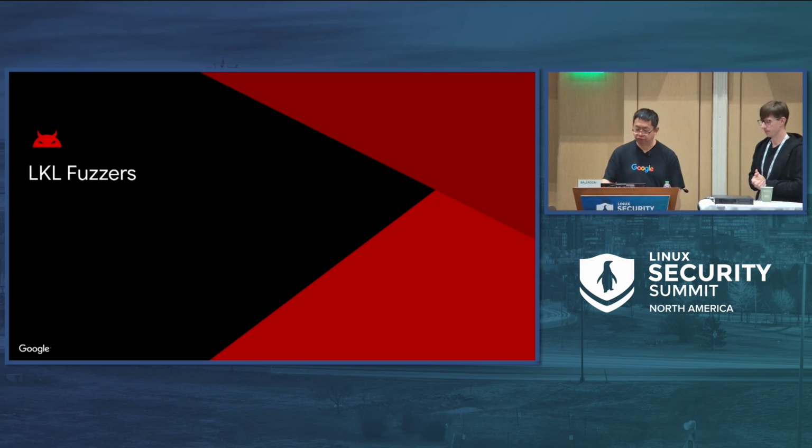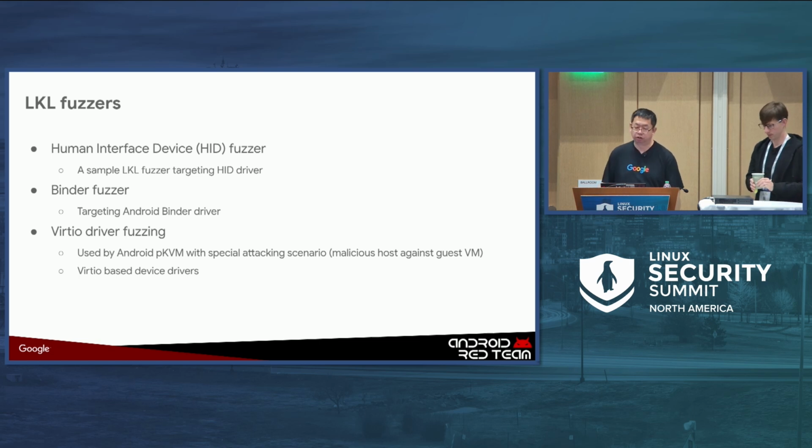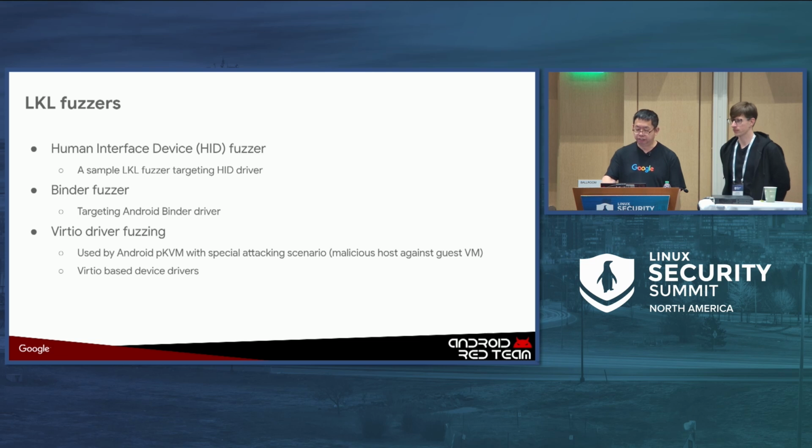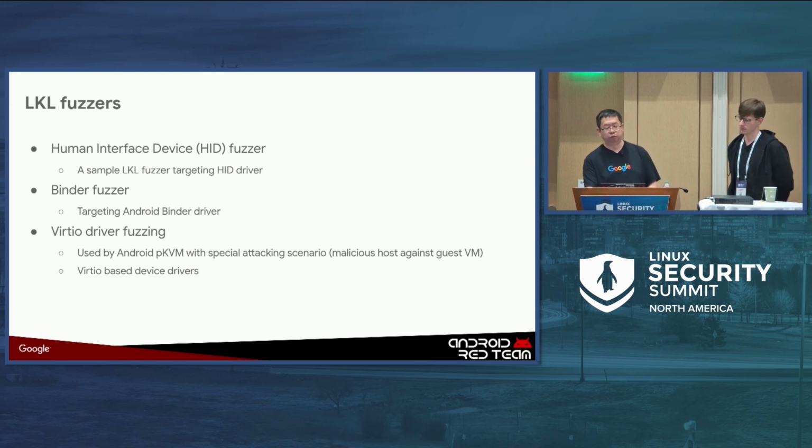Now let's have a quick look at the LKL fuzzers that we created. The first one is the human interface device, or HID, fuzzer. This is more of a sample fuzzer prototype, just to show that it works, and to verify that the case and code coverage all work. The second one is the real business: a binder fuzzer targeting Android binder drivers that the team developed during our binder engagement. And the last one is a Virtio driver fuzzer, which, as Eugene mentioned, we use to fuzz the Android pKVM with special attack scenarios where the host is compromised and one guest is supposed to maintain its integrity. With this one, we can fuzz the Virtio-based device drivers.